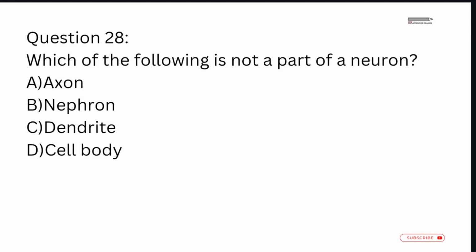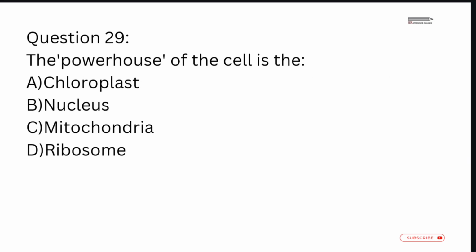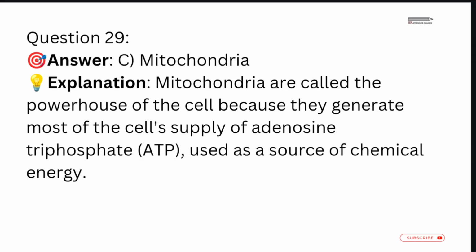Which of the following is not a part of neuron? The answer is option B, nephron. The powerhouse of the cell is the. The answer is option C, mitochondria.